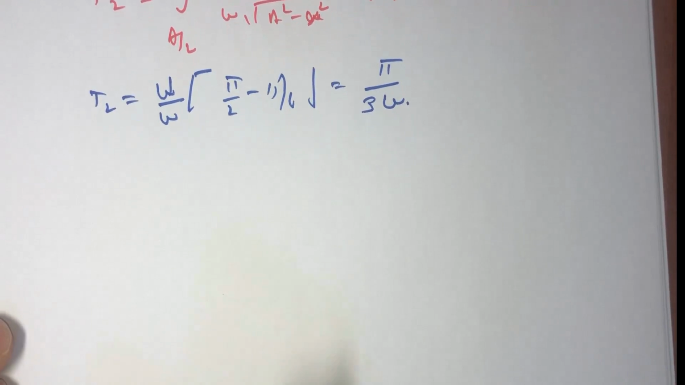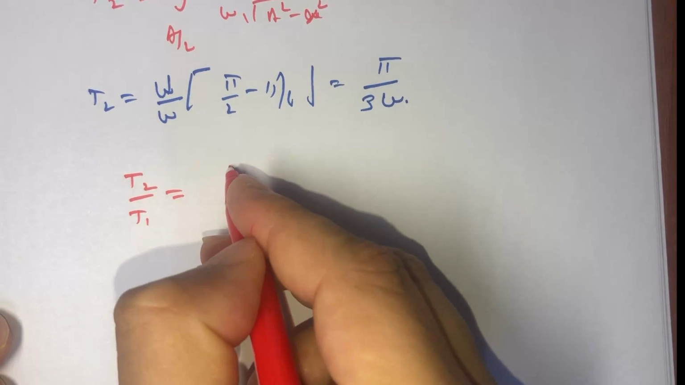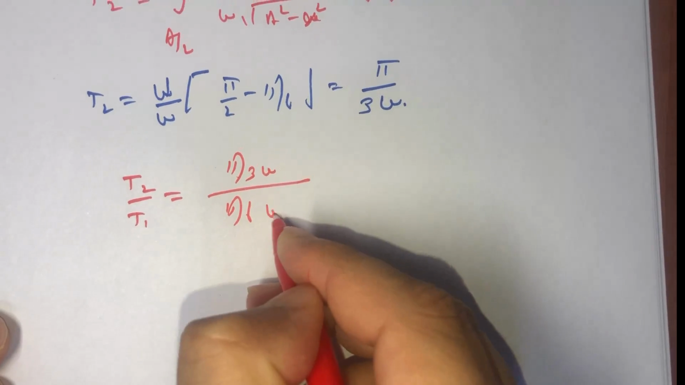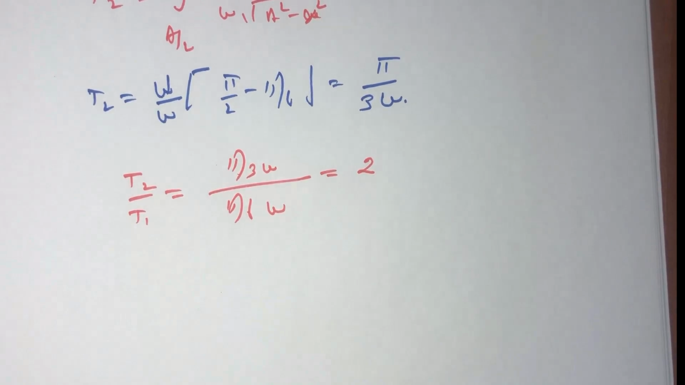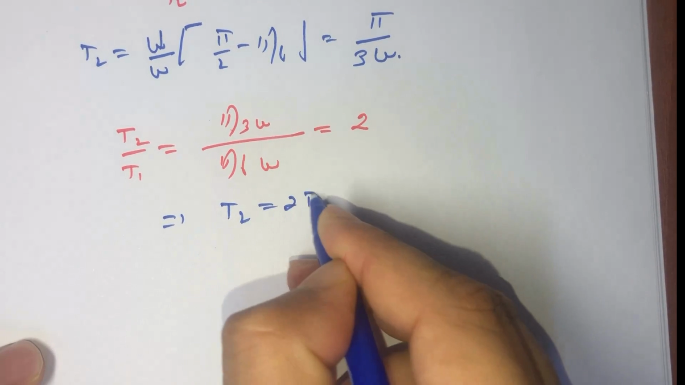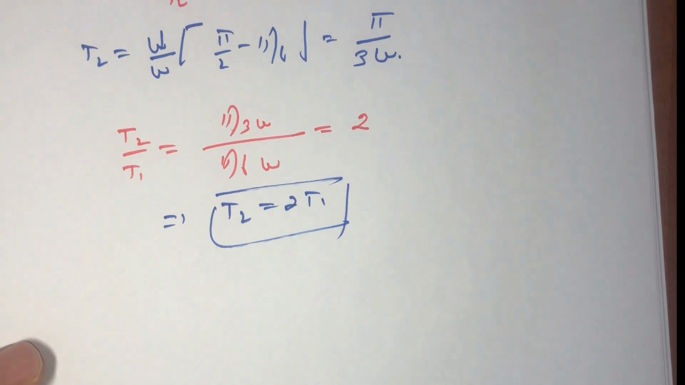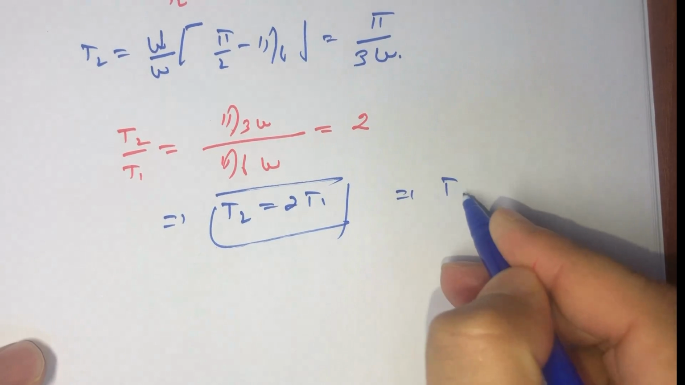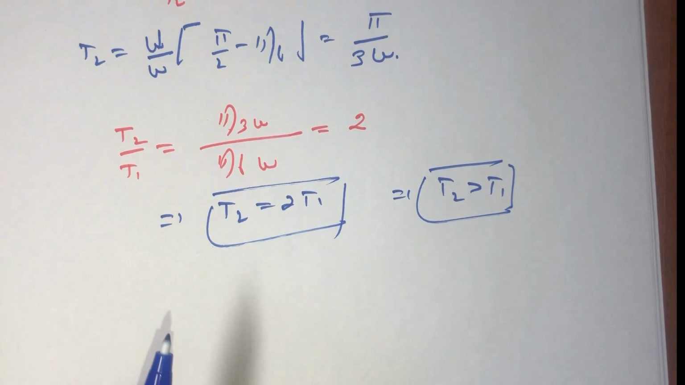So finding the ratio of t2 by t1, t2 by t1 is equal to pi by 3 omega divided by pi by 6 omega, and which gives us 2. So from here we get the exact relationship that t2 is equal to twice of t1. Okay, t2 is exactly equal to twice of t1. So from here also we can say that t2 is greater than t1.